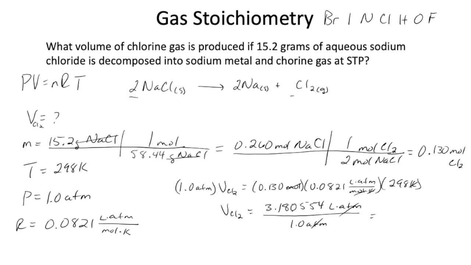And 3.180554 divided by 1 is 3.18 liters of chlorine gas.